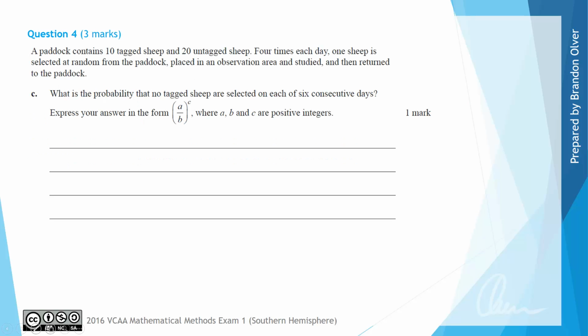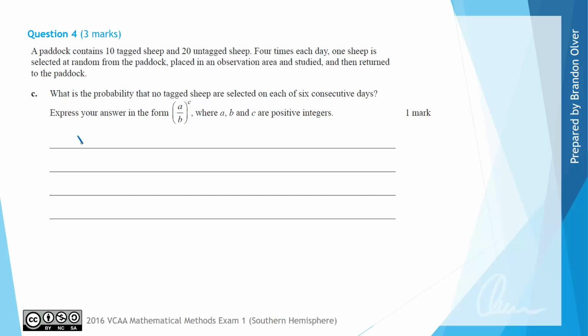For part C, we're asked what is the probability that no tagged sheep are selected on each of 6 consecutive days, and we're asked to express our answer in the form a divided by b to the power of c, where a, b and c are all positive integers. So this question is just asking us to get 0 tagged sheep on 6 consecutive days.